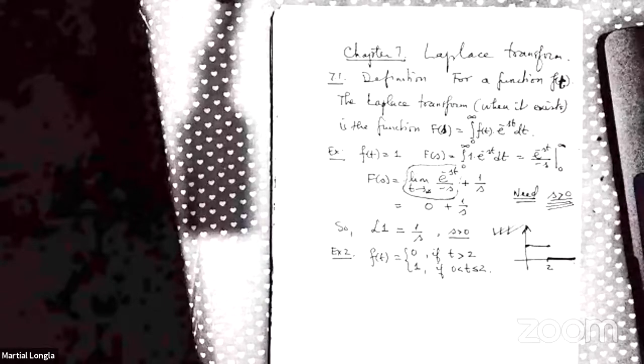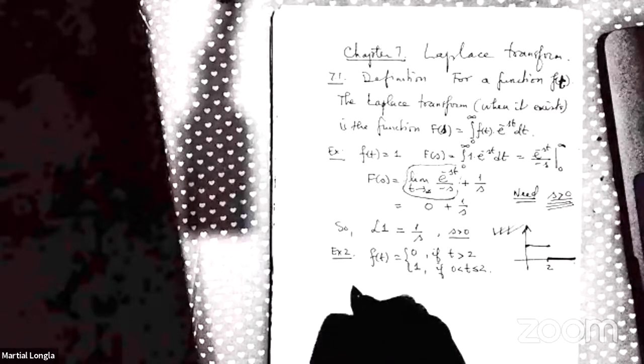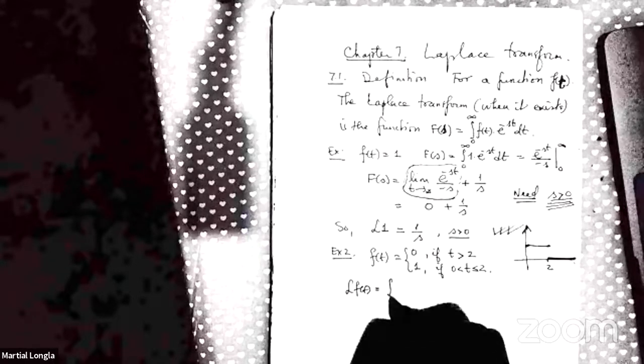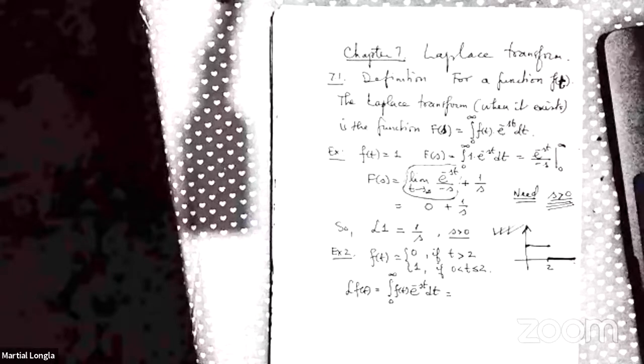By definition, the Laplace transform of f of t is equal to the integral from 0 to infinity of f of t e to the negative s t dt. And please raise your head and listen. It is important to understand what the integral sign from 0 to infinity means. Otherwise, when you get such a problem, you get lost.